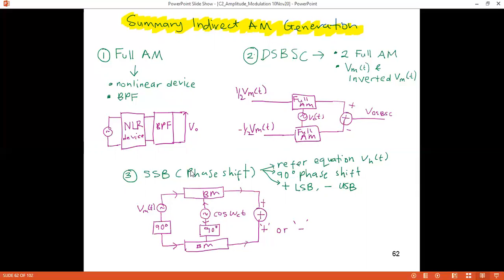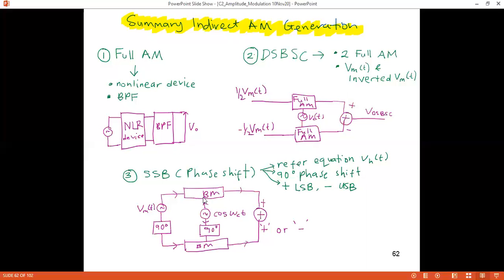As for single sideband, with this indirect method, we use balance modulator, but the advantage of this one, compared to the previous balance modulator and band pass filter, is that we remove the need for the band pass filter. So with this phase shifting, there's no need for filtering. We just cancel one of the sidebands using the phase shifting method.